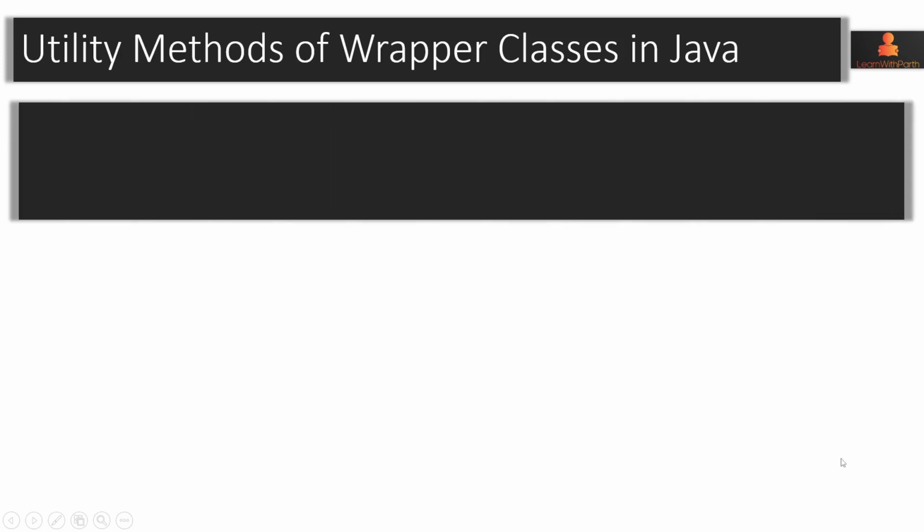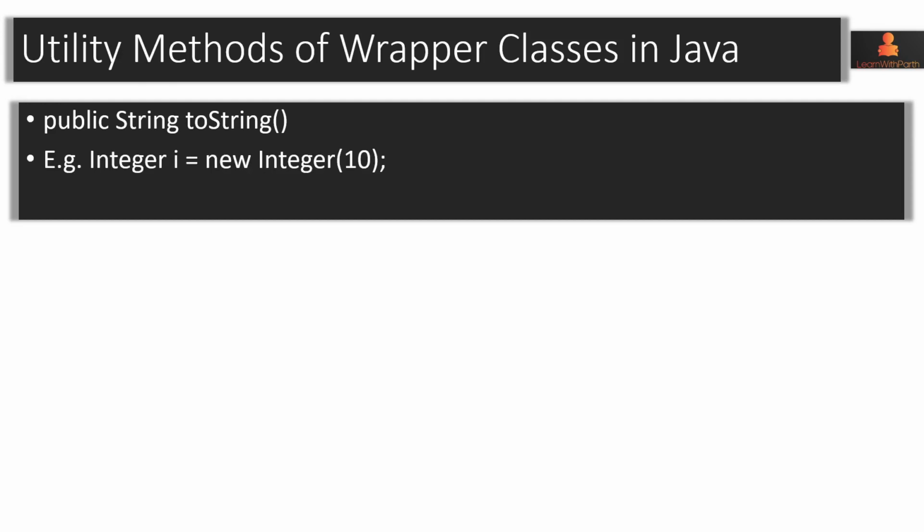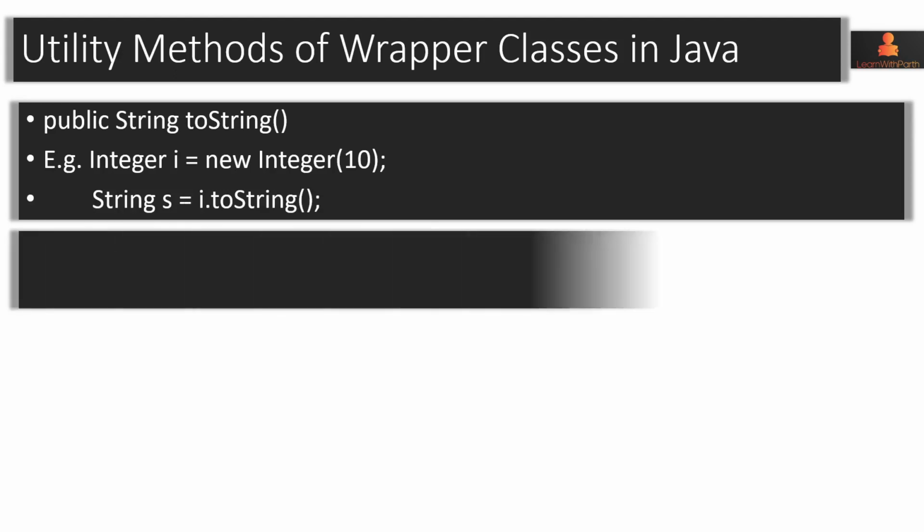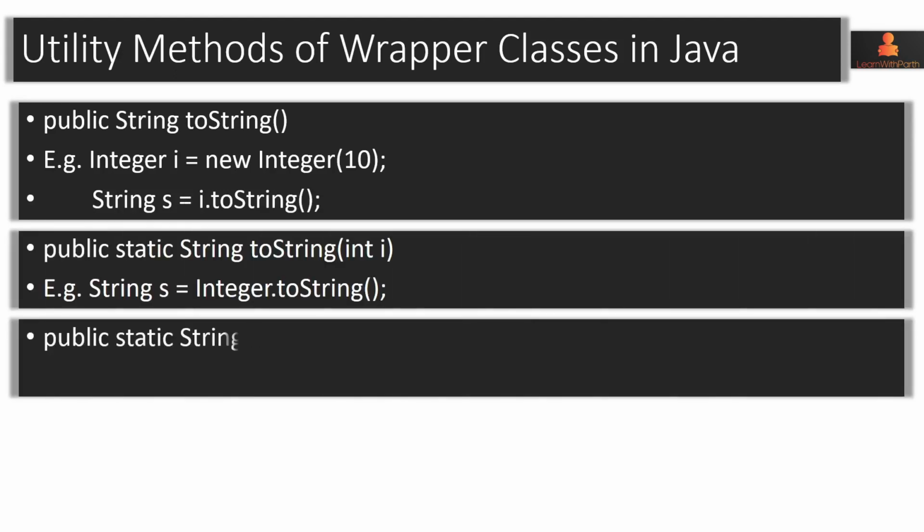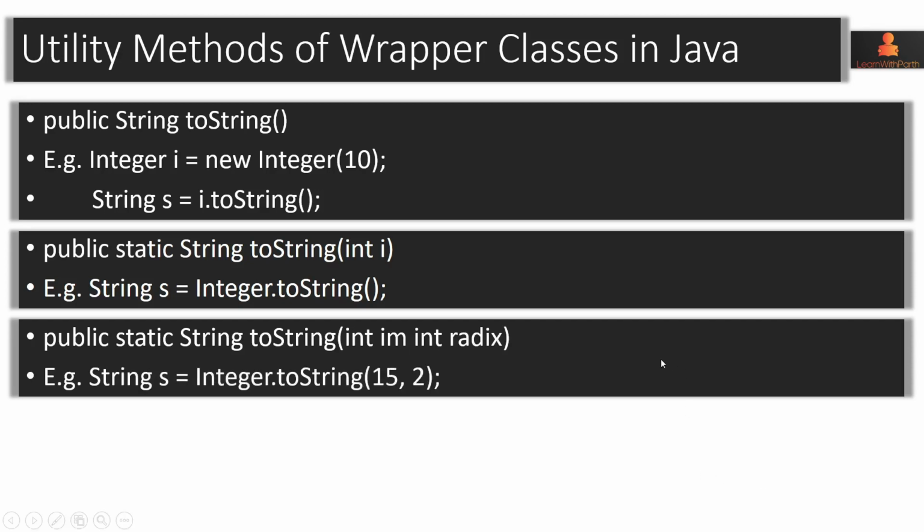Another one, the toString method, converts the wrapper type or the primitive type to a string. Suppose you want to convert an integer to a string, you can call the method i.toString. Another example is the static toString method, where you can specify the normal primitive type. Here, please make the correction: here you should have some primitive value.